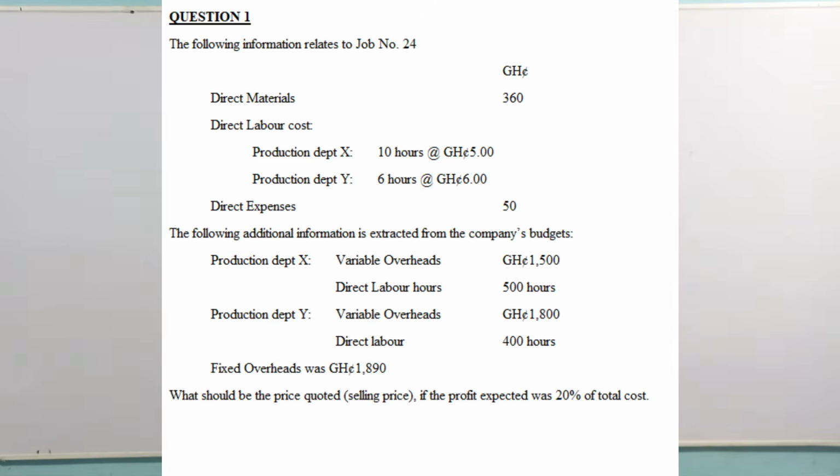Now, the following information is extracted from the company's budget. So for production department X, the total variable overheads is 1,500 Ghana cedis, and the direct labor hours is 500 hours. So we are going to look at the rates for that. And then department Y, total variable overheads is 1,800 cedis, and the direct labor hours is 400 hours. And then the fixed overhead was 1,890 in total. So this is about the budget.